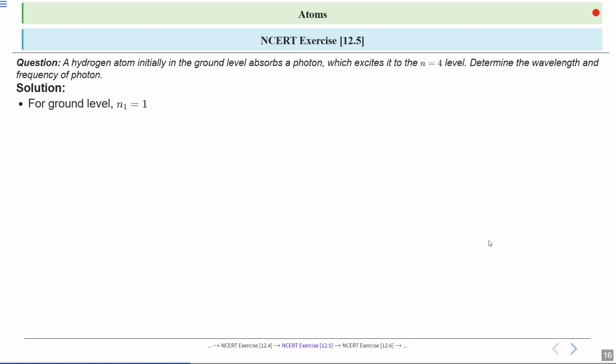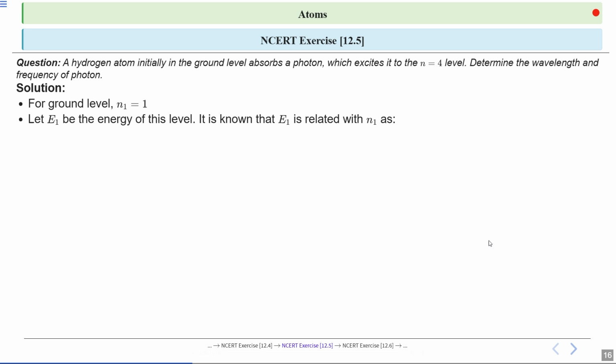So first, let's identify the ground level. For hydrogen, the ground state means n1 equals 1. This n value is called the principal quantum number and it tells us which energy level the electron is in. So n1 equal to 1 is the lowest possible energy state for hydrogen.